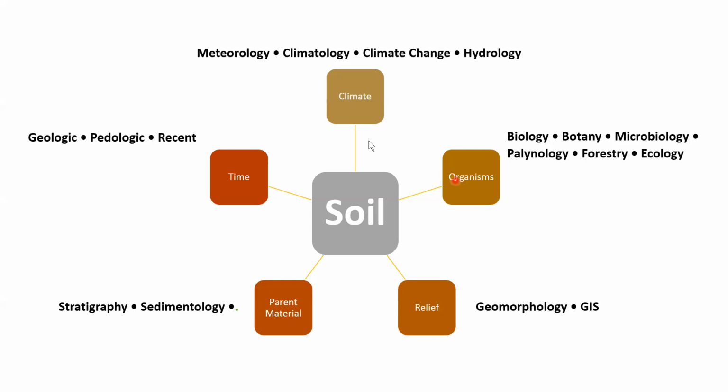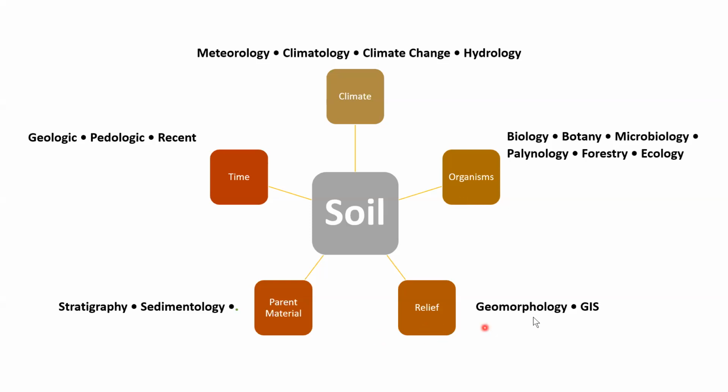The second factor is the organisms in the soil. So the biology of the organisms, microbes, then the fauna, plants, the microbial populations, palynology, the grains and pollens present in the soils, the forest lands, and the overall ecology. All these are the studies relevant to organisms and soil interactions.